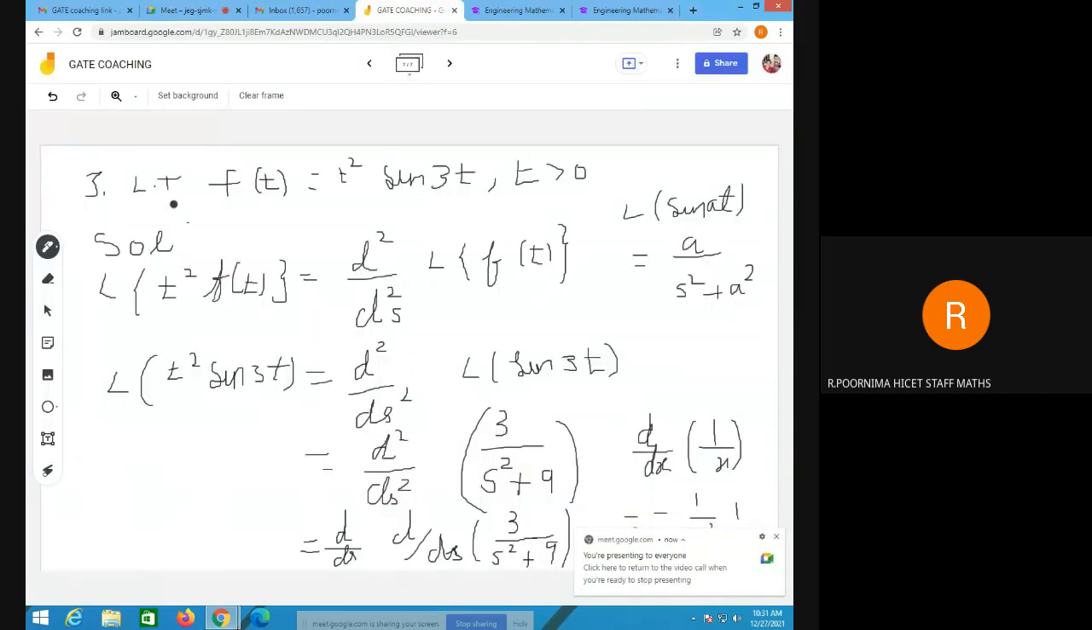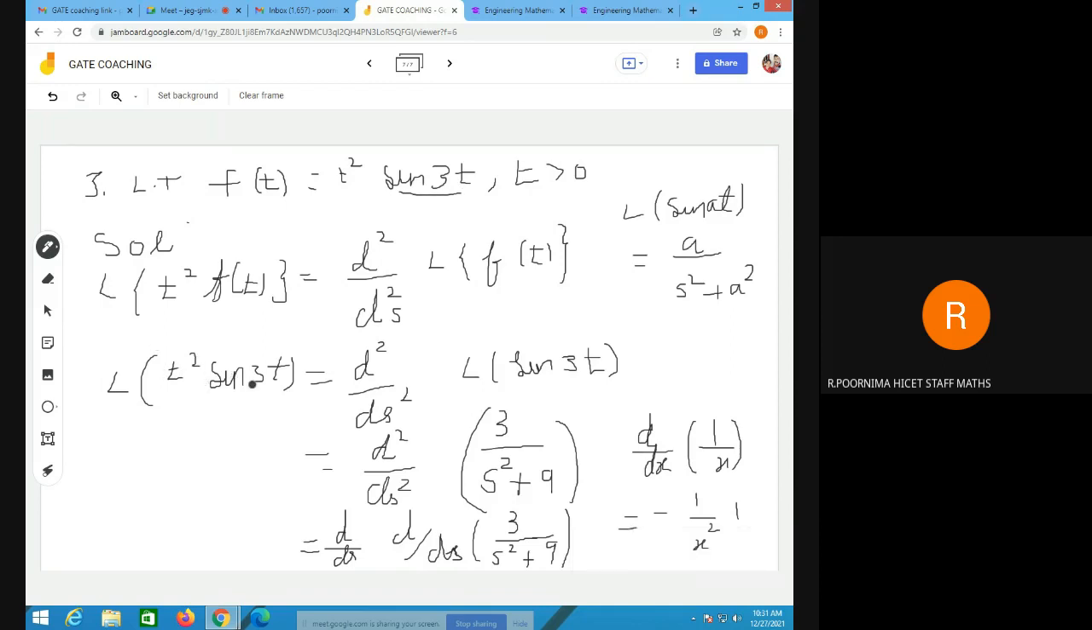So listen, first: find the Laplace transform of the function t square sine 3t. You apply the property: Laplace of t square into f of t is d square by ds square into Laplace of f of t. This is the property. Here in the place of f of t, we have sine 3t.